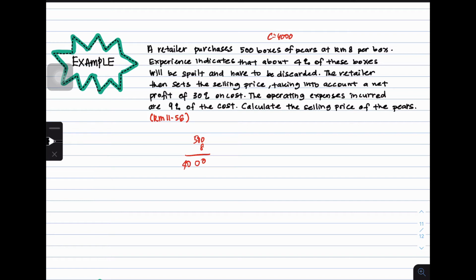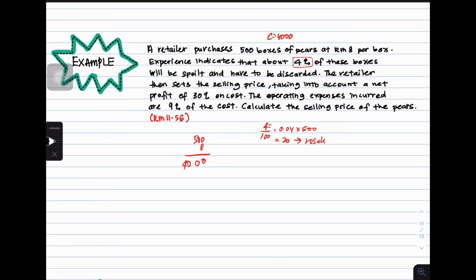Okay, out of 500 boxes, 4% of the boxes will be spoiled. So let's count how many boxes of the 4% are spoiled. So 4% is equal to 4/100, which is 0.04. So you multiply 0.04 by 500 boxes. 0.04 times 500, you will get 20 boxes. It means out of 500, 20 are spoiled. Right?